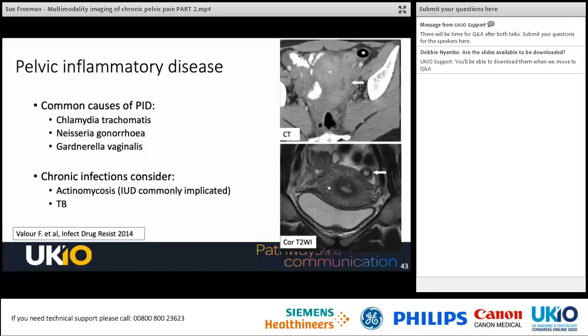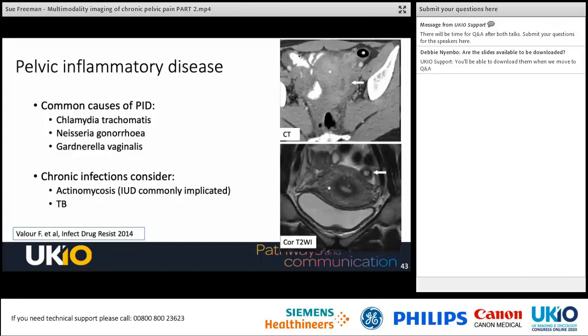Chronic pelvic inflammatory disease is different to acute PID. Common causes of acute PID would include chlamydia, Neisseria and Gardnerella vaginalis. And when acute PID occurs, it's often acute pelvic pain, high fever, peritonism, and these patients come into the emergency department with suspected appendicitis and can often have a CT scan.